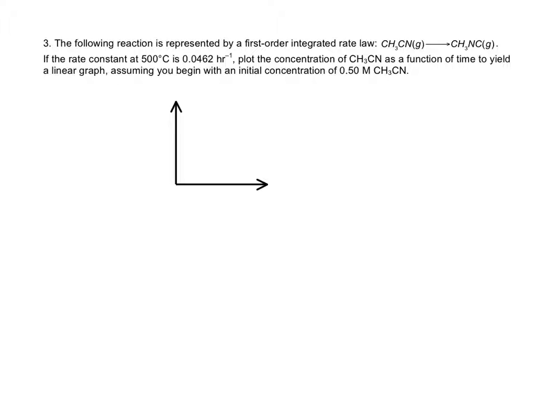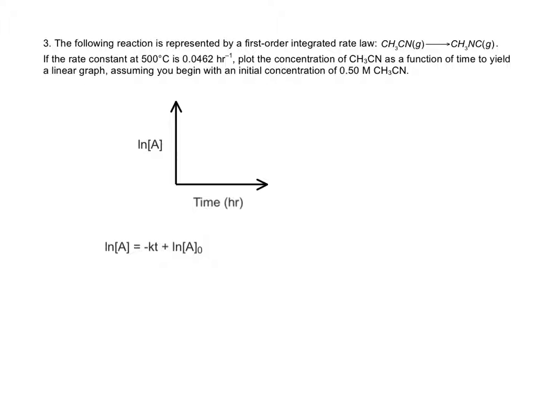Okay, so if we have a first order reaction, you should automatically think the natural log. So our y-axis is going to be the natural log of, I'm just going to write A, but it's the natural log of CH3CN. And then our x-axis is going to be time, and in this case, our units are going to be hours because that's the units that the rate constant is in.